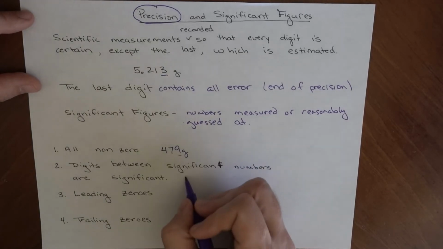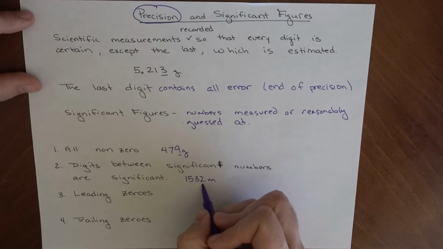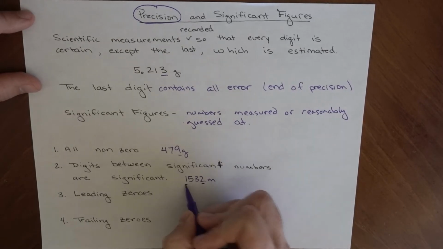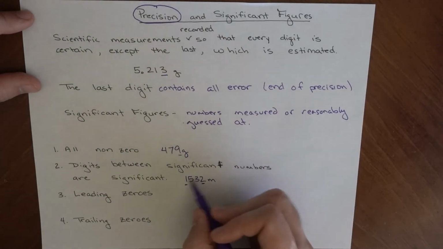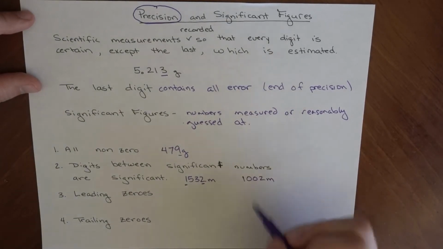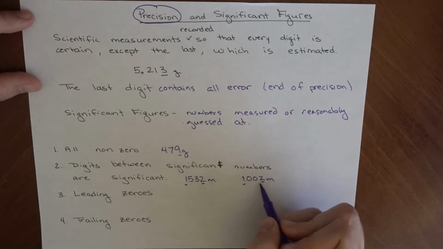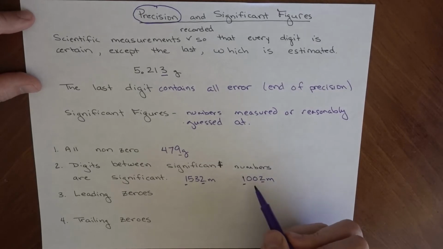So if I had the number 1532 meters, this one is significant, this one is significant, and as a result, anything between them is significant. So if I change these to zeros, let's say 1002 meters, this is significant, and as a result, these two are significant as well, meaning that they've been measured or reasonably guessed at.